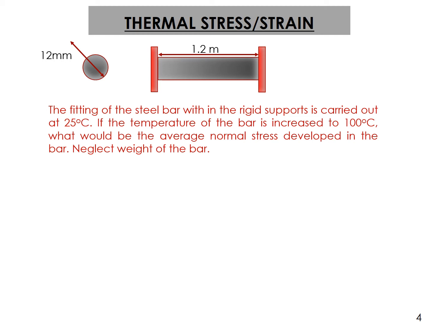So the fitting of the bar within the rigid supports is carried out at 25 degrees Celsius. So this is the initial temperature. So let it be room temperature. So if the temperature of the bar is increased to 100 degrees Celsius, it means there is a temperature change of 80 degrees Celsius. So what would be the average normal stress developed in the bar? Neglect weight of the bar.